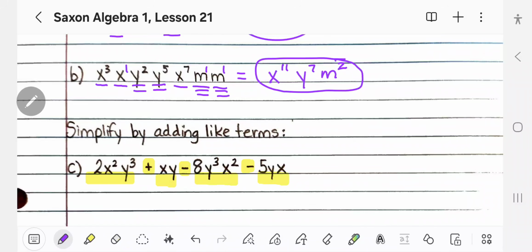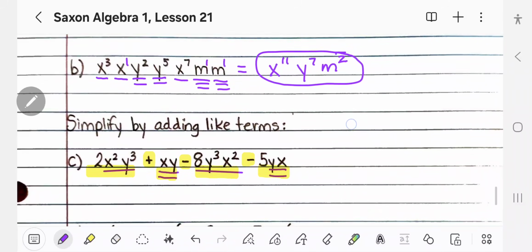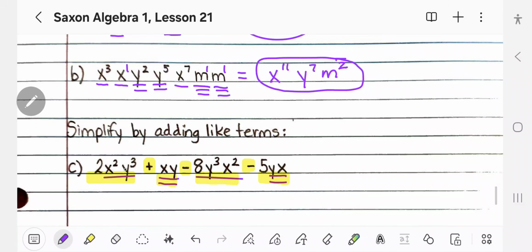Now let's look at these variables. All right, here I have an x squared y cubed. Here I have an x squared y cubed. And then here I have an xy, and here I have an xy. Now let's look at how many of them I have. So for the x squared y cubes, I have 2 of them, and then I have minus 8 of them, which is going to be a total of negative 6 of them. So let's put the variables on there.